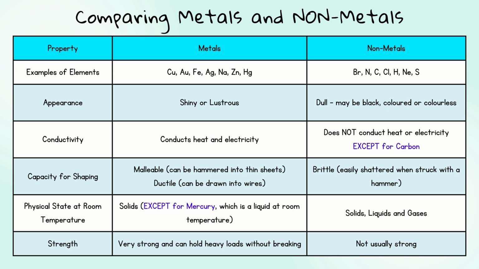loads without breaking. On the other hand, examples of nonmetals would be bromine, nitrogen, carbon, chlorine, hydrogen, neon, and sulfur. They're usually dull, maybe black, colored, or colorless. They do not conduct heat or electricity except for carbon. They're brittle. They're usually solids, liquids, and gases, and they're not usually strong.